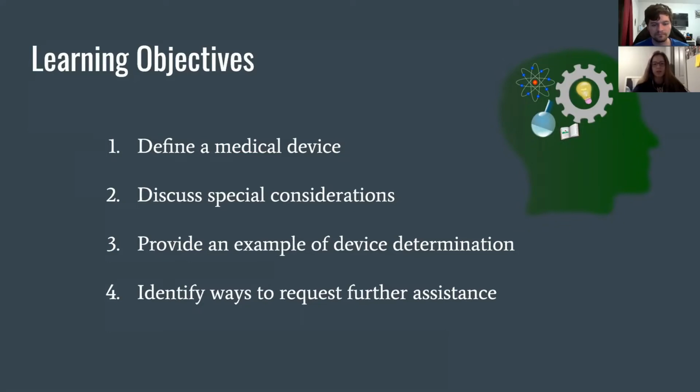First, we'll define a medical device. Then we'll talk about special considerations. We'll provide an example. And lastly, we'll identify ways to request further assistance.